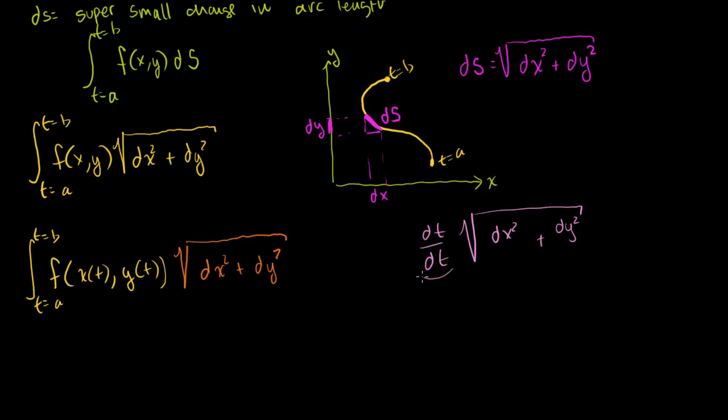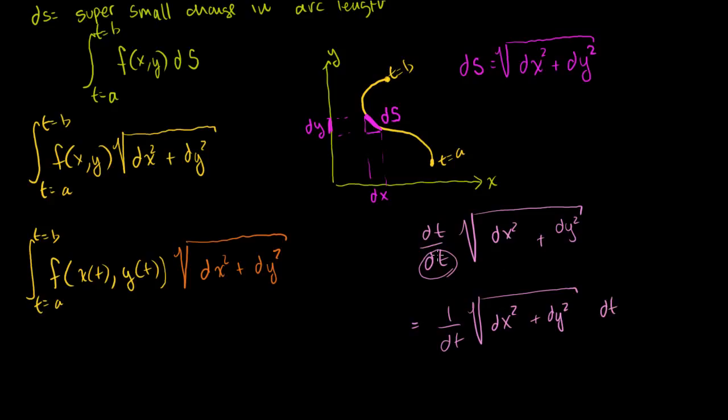If we were to bring this part inside of the square root sign, let me rewrite it. This is the same thing as 1 over dt times the square root of dx squared plus dy squared, and then times that dt.